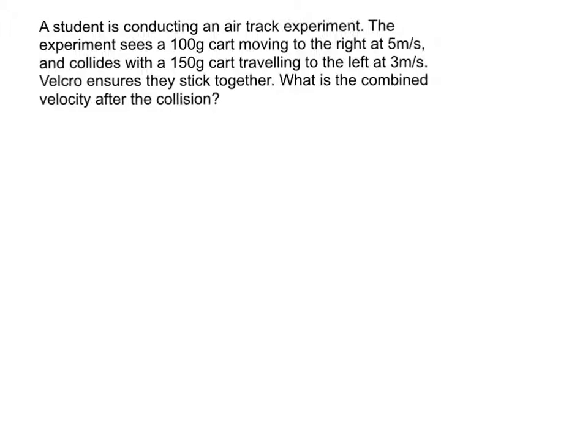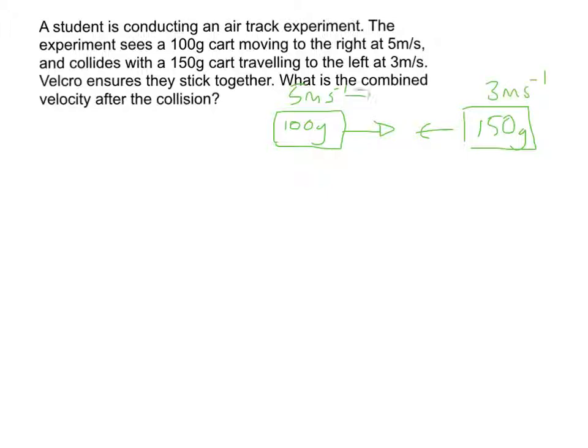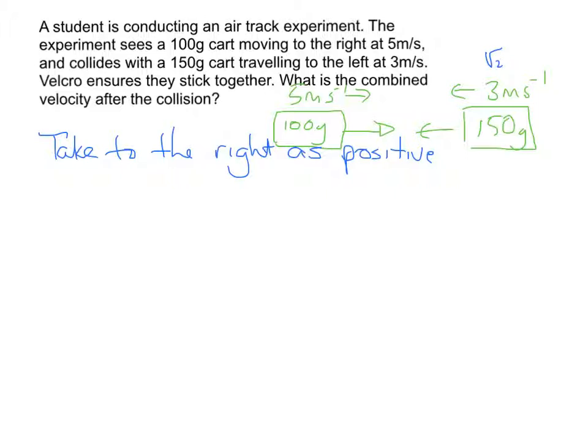So here we have two carts which are actually moving in opposite directions. So we have 100 grams, and that's moving at 5 metres per second. And the other one is 150 grams, moving at 3 metres per second. As I said, the directions are opposite. So what we need to do is, at the start of this, we're going to take to the right as positive. So what that now means is that for the second cart, it's going to have a velocity of -3 metres per second, because it's moving to the left.